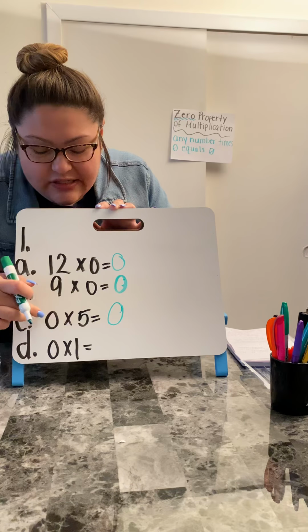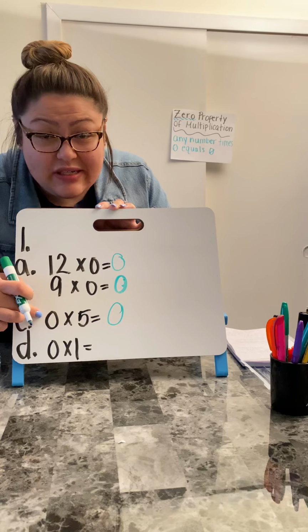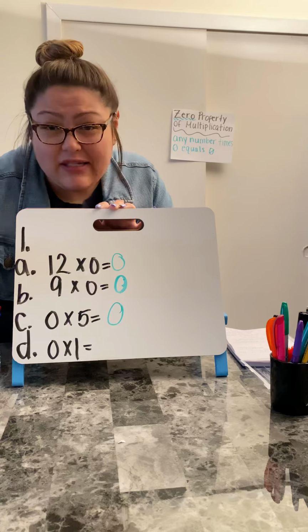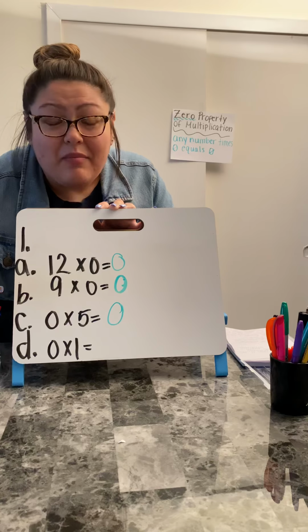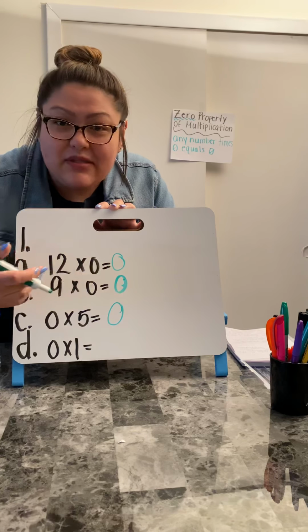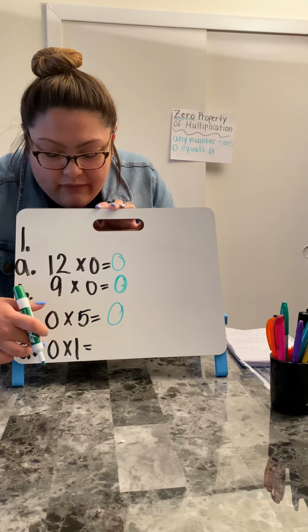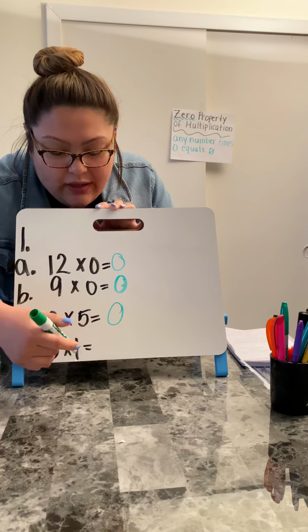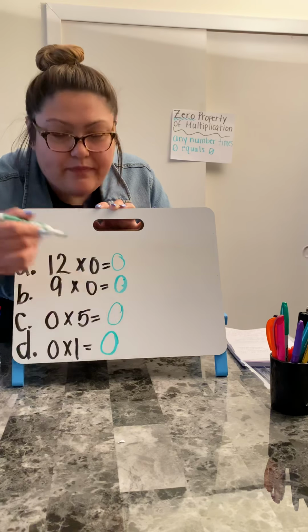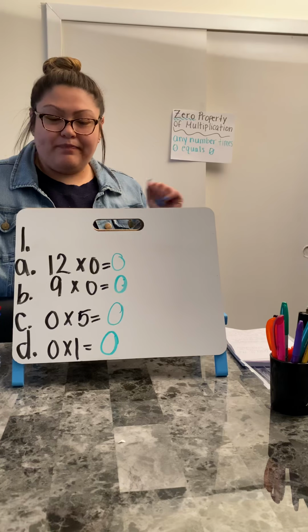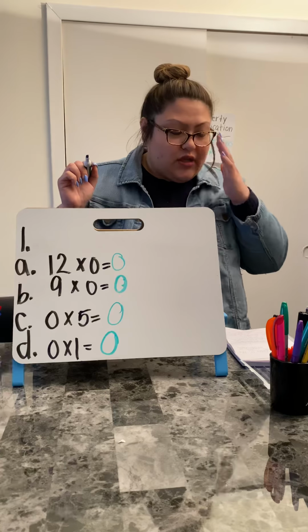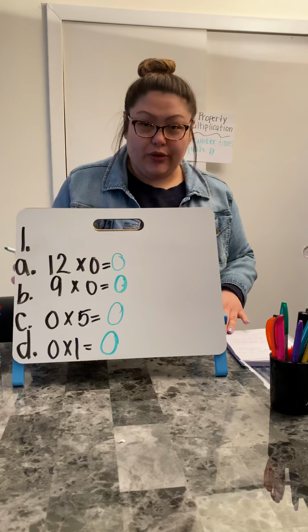Now notice how the 0 comes first in this one. Does it make a difference? No, because anything times 0 equals 0. Okay, same for the next one. 0 times 1 equals 0. Pretty easy, right? All right, so we're moving on to number 2.